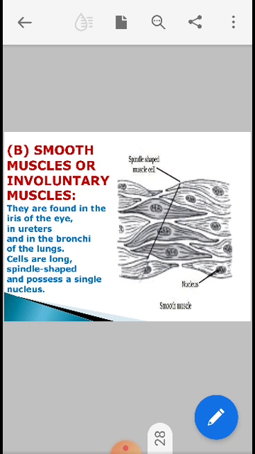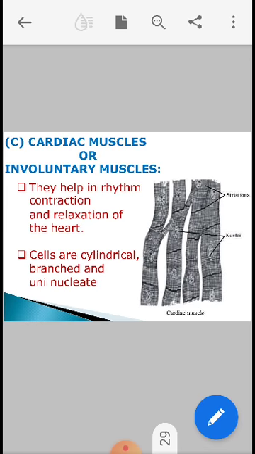They are spindle shaped and they possess a single nucleus. So what is the difference between the two muscular tissues? You can just make out with the help of the nucleus. The previous one was multinucleate and had a number of nuclei, and when we talk about the smooth muscle, it is single nucleated.